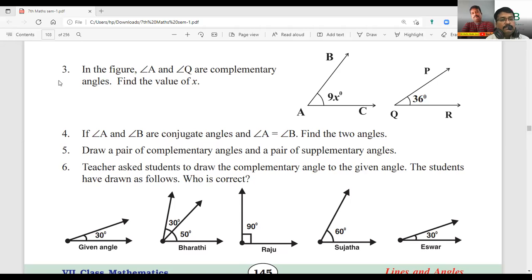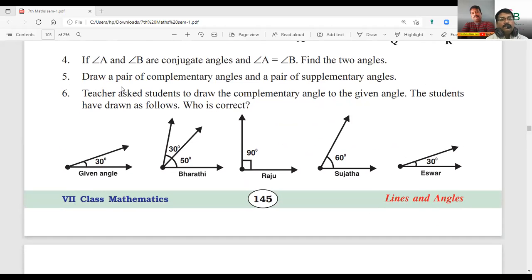The teacher asks students to draw the complement of the given angle. The students have drawn as follows. Who is correct? The given angle is 30. Bharati drew complementary angles, but it is wrong, because 30 plus 50 is only 80, not 90 degrees.